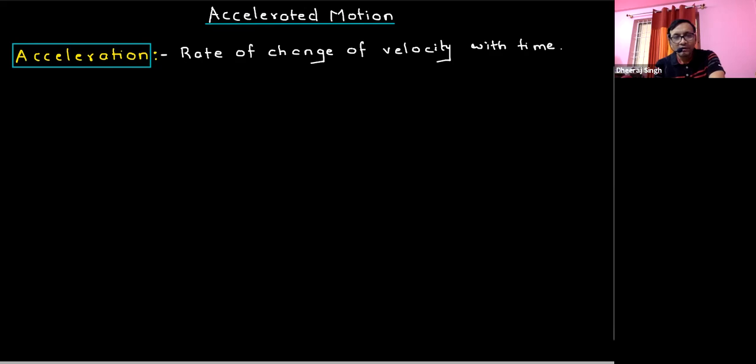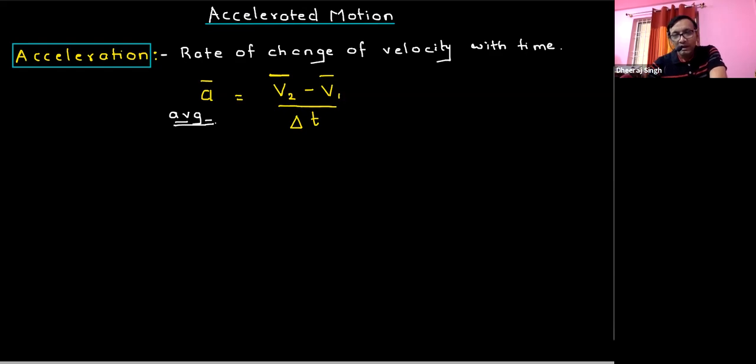Alright, so rate of change of velocity with time is the acceleration. Fine. Now, mathematically, how to write the acceleration? Acceleration is basically V2 minus V1, their vector difference. You're subtracting it vectorially. It is the difference between two vectors divided by delta t. This is called the average acceleration.